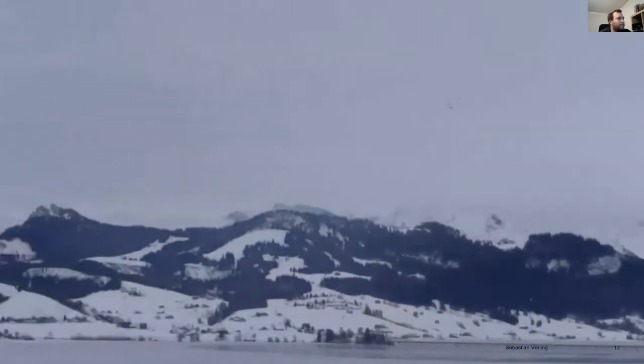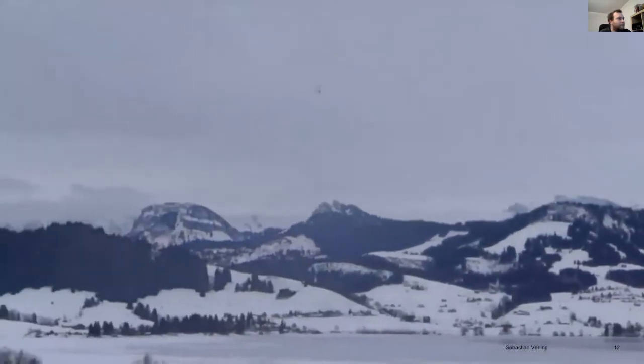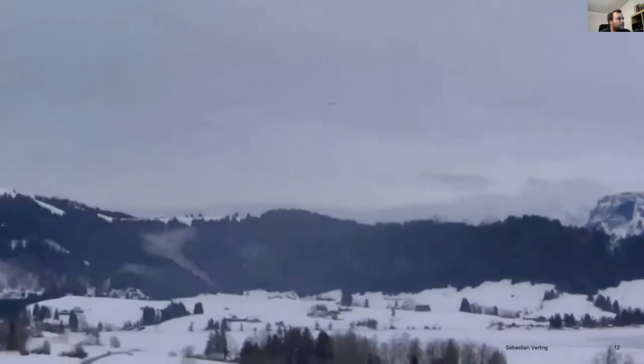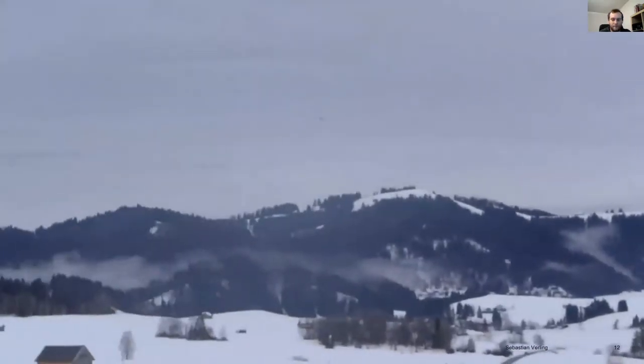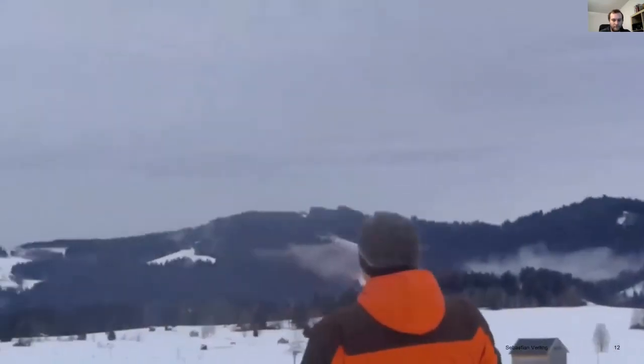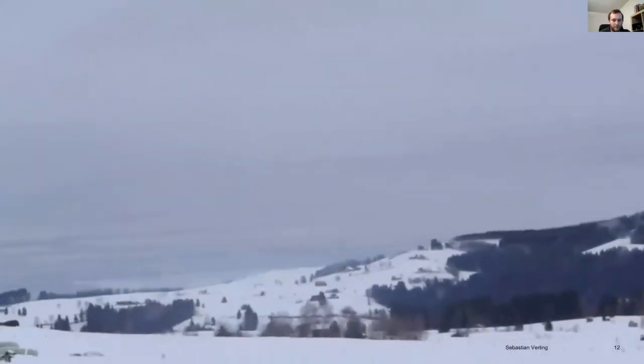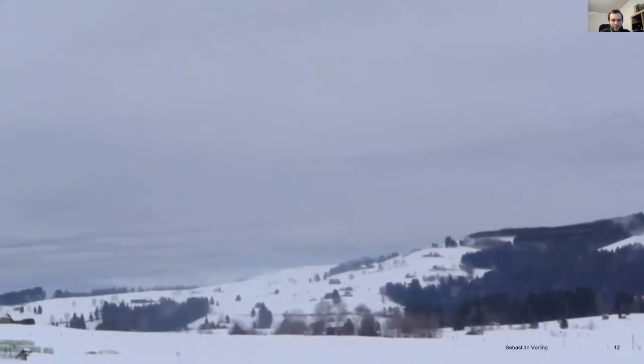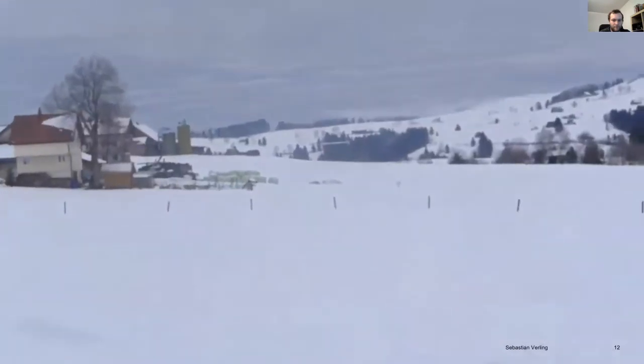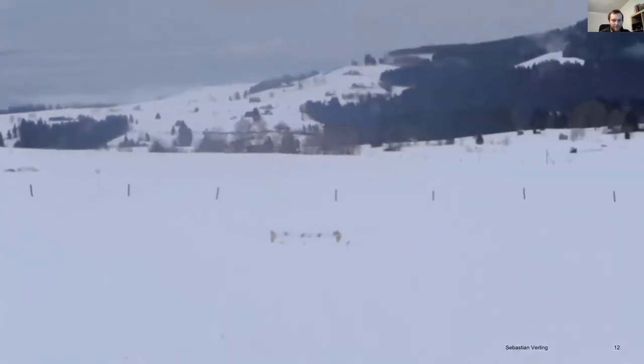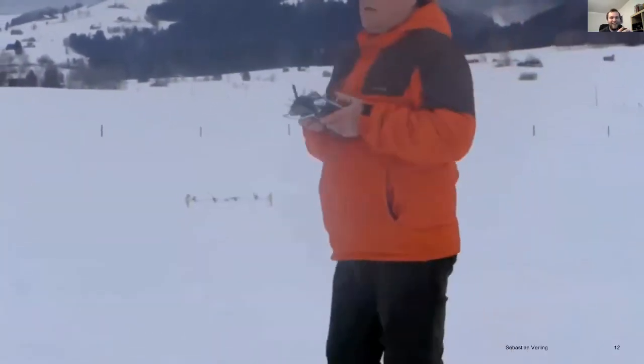Then after doing some turns and see how it reacts to different inputs, we then again started to descend and finally approached for the landing approach. As you can see now, he was pretty relieved that everything went well.